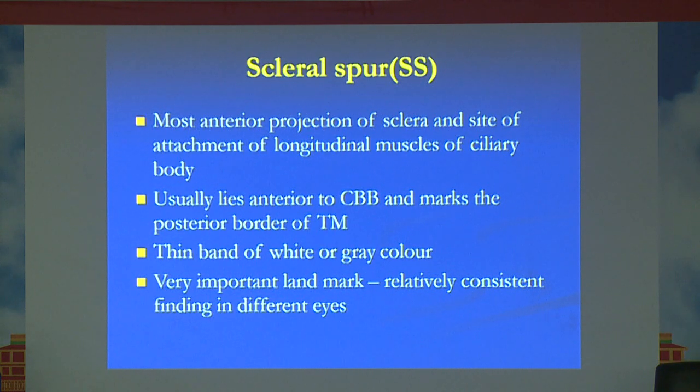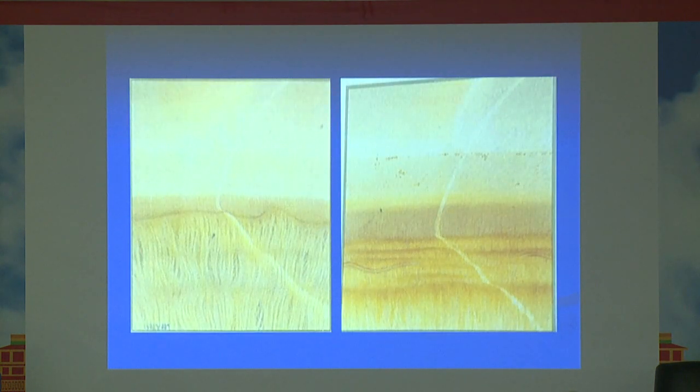The scleral spur is the most consistent finding usually, and this is the most anterior portion of the sclera, light gray in color. But there may be variations also. In the right side of the picture, we can see that there is yellowish discoloration of the scleral spur.